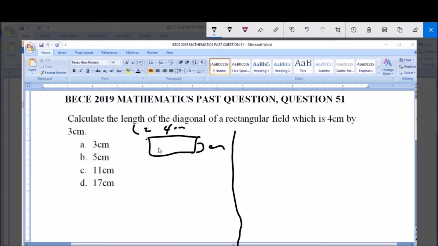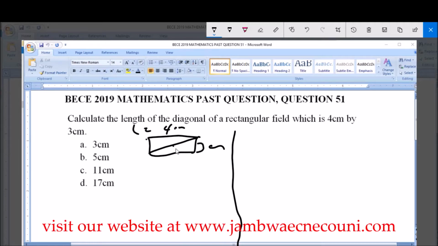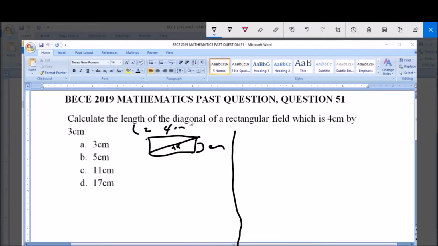Now we are asked to calculate the length of the diagonal. That is, this is the diagonal. We have to find the length of this diagonal. This is what we're looking for. Now let's label our diagonal x. So the length of our diagonal is x centimeter, which is what we're looking for. Now we have that the length of this rectangular field is 4 cm, so here also is 4 cm, and that the breadth is 3 centimeter. That's why you have 4 cm by 3 centimeter.